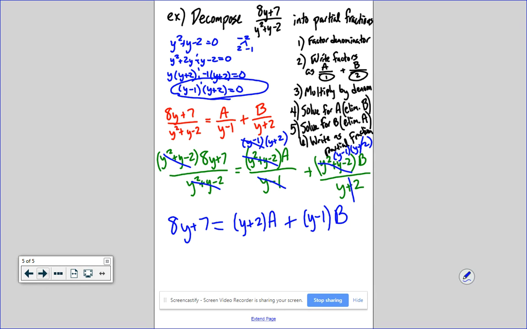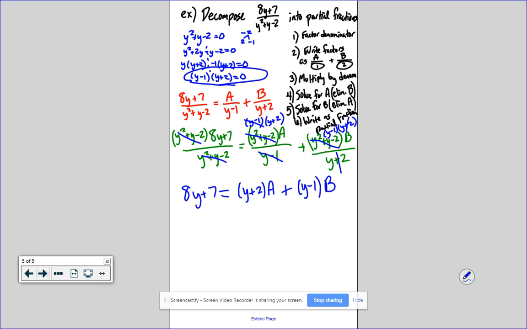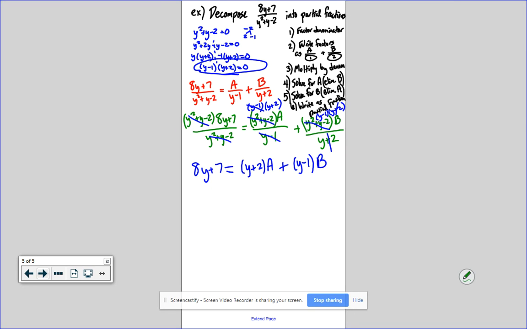Okay, so we are through step 3. Step 4, solve for A by eliminating B. So now I look and see what my constant out front of B is: y minus 1. I'm just going to write the equation twice, because we're going to solve it twice. So what do I need to put in for y to get rid of B? I need to make the number out front of it 0. So what do I put in for y to make this a 0? 1.